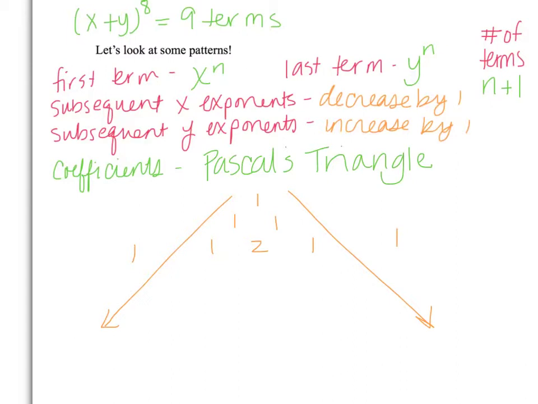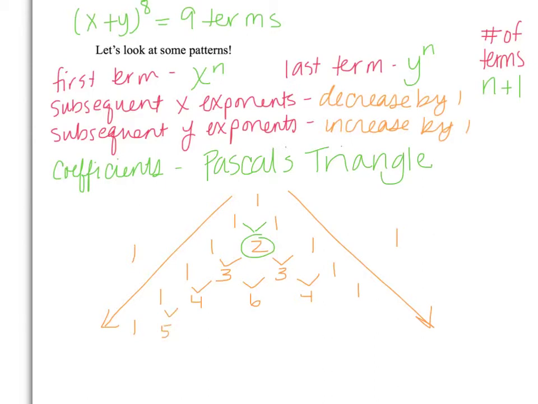And where this 2 comes in is 1 plus 1 equals 2. So what we're doing is adding up the previous terms that it sits between, and that's where we get this 2. So on the next one, I'm going to have 1. These two terms add to 3. These two terms add to 3, and I end with a 1. On the next one, these two terms add to 4. These two add to 6. These two add to 4, and I end with a 1. And I just keep doing that.